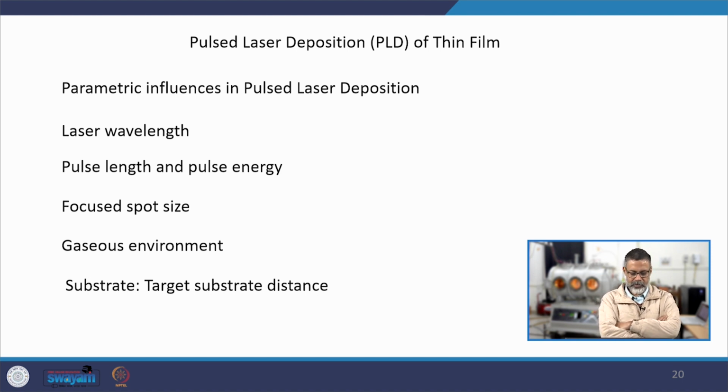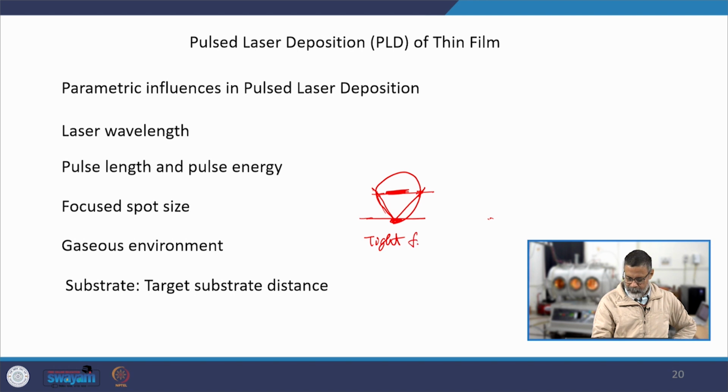The focus spot is also very important for growing films, because if this focus spot is small, then what will happen, the plasma will form a conical shape, like this. So, the material which will be within this region will be much more uniform, reaching this part and the other part. So, here it is tight focused, I can say that it is tight focused.